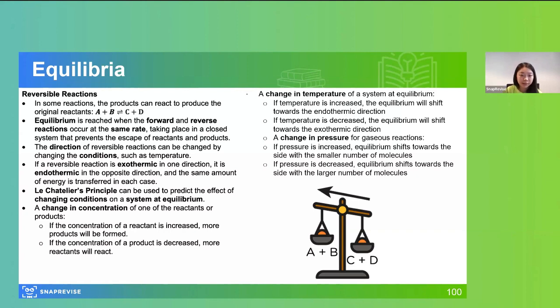So, right. However, it's important to note that even at equilibrium, the direction of the reversible reactions can change according to the different conditions. And the conditions could be things like temperature, things like pressure, or concentration. And we will look through that through Le Chatelier's principle.